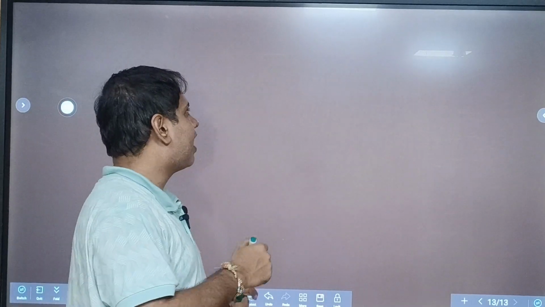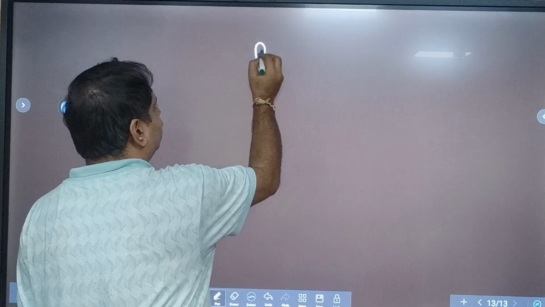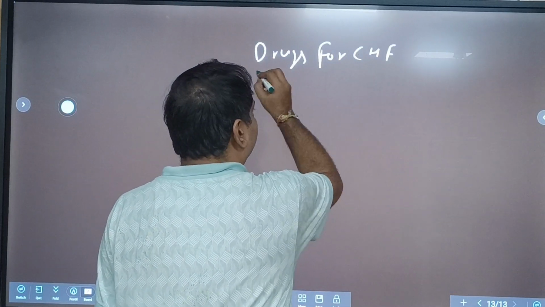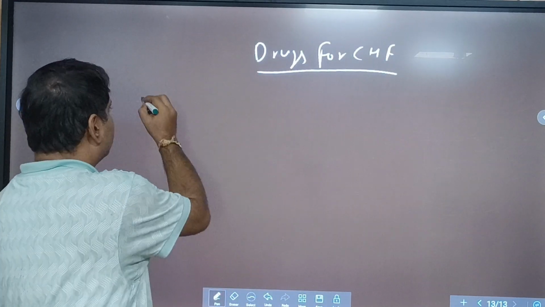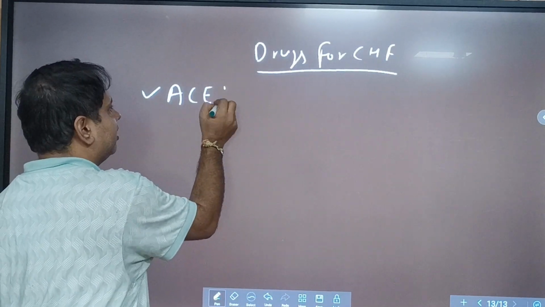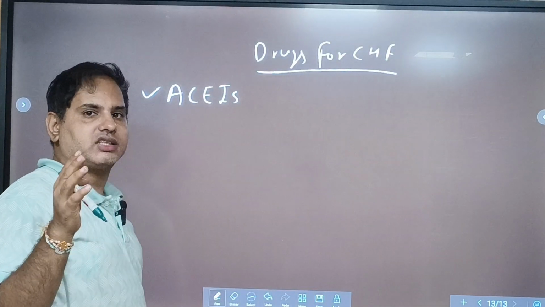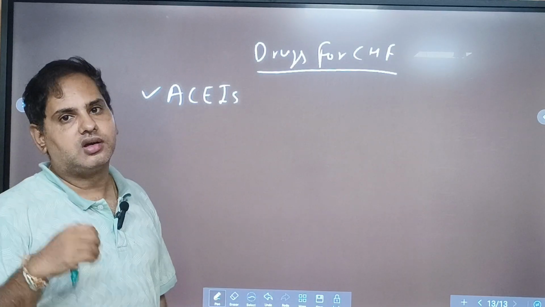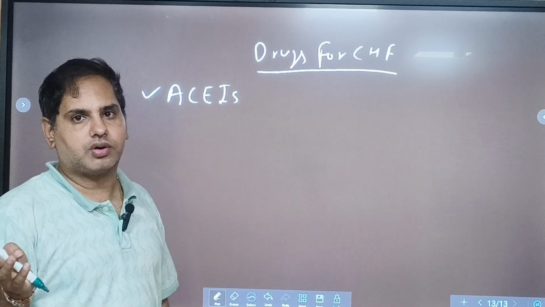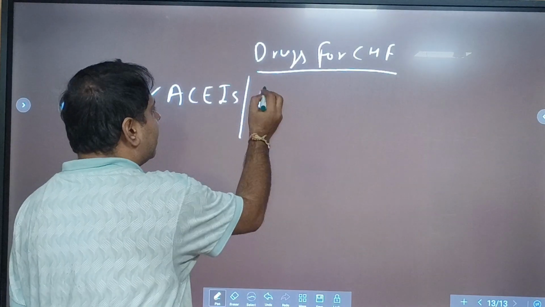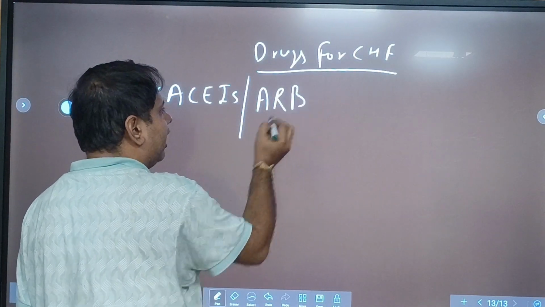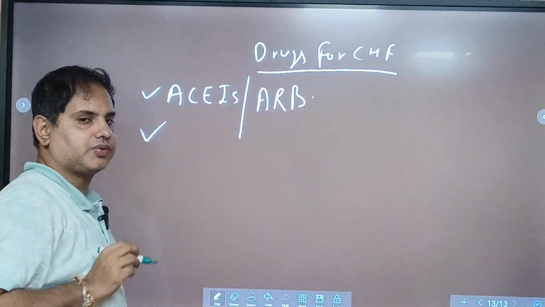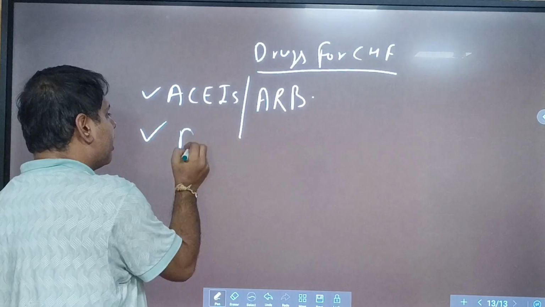What we have discussed so far are the drugs which are useful in CHF, congestive heart failure. We have covered how angiotensin converting enzyme inhibitors are helpful, how they have a multimodal mechanism to increase the cardiac output. Then how ARBs, angiotensin receptor blockers like losartan and candesartan, are helpful, what their adverse effects and uses are. Then how diuretics are useful.